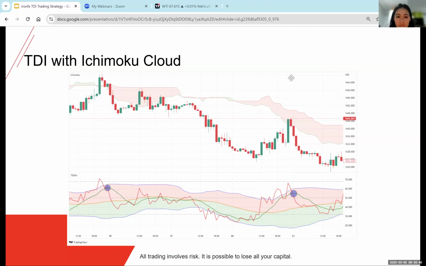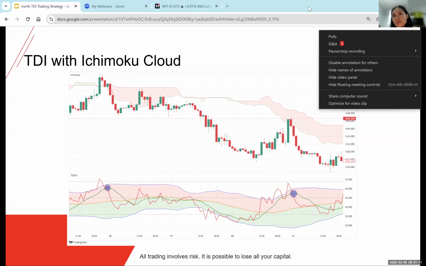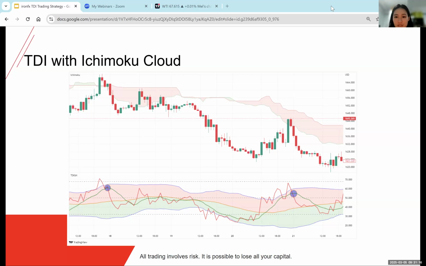So next, because last week a couple of you guys requested me to go through Ichimoku Cloud, I thought this would be a good time to link that together with TDI. I won't go too in depth with Ichimoku because we have gone through it in recent weeks, I think. But I will just briefly cover what exactly it's about.